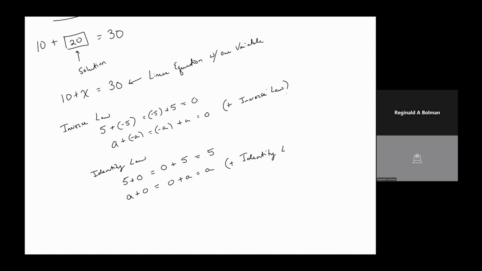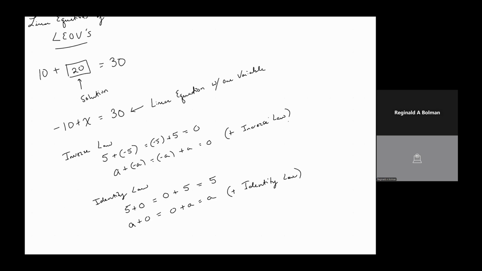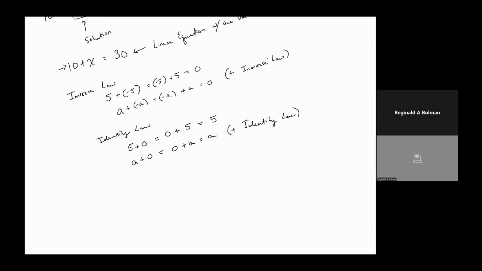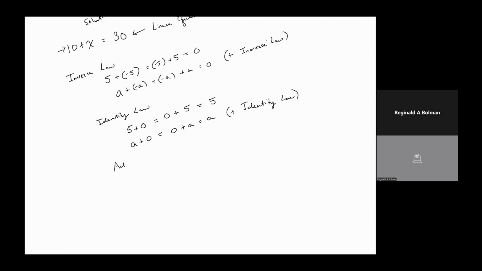law. Okay, so before I can combine the inverse law and identity law to show you guys how we might go about, say, solving this 10 plus x is equal to 30 using this brand new technique, we need to discuss what is known as the additive principle of equations.